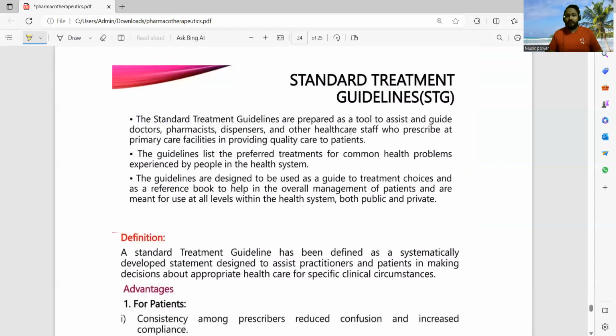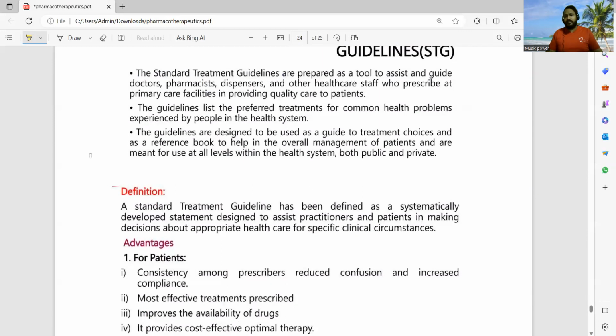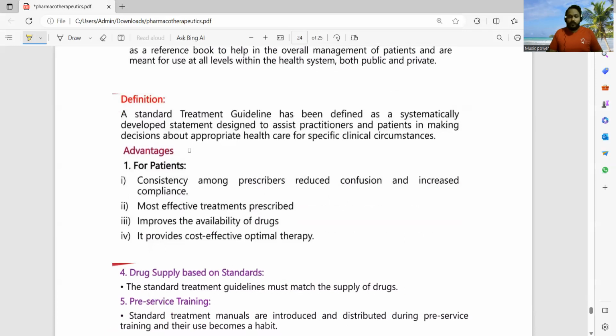Now we move to the standard treatment guidelines. The standard treatment guidelines are prepared as a tool to assist and guide the doctors, pharmacists, dispensers, and other healthcare staff who prescribe at primary care facilities in providing quality care to the patients. The guidelines list preferred treatments for common health problems experienced by the people in the healthcare system. The guidelines are designed to be used as a guide to treatment choices and as a reference book to help in the overall management of the patient, and are meant for use at all levels within the health system, both public and private. So what is the definition?